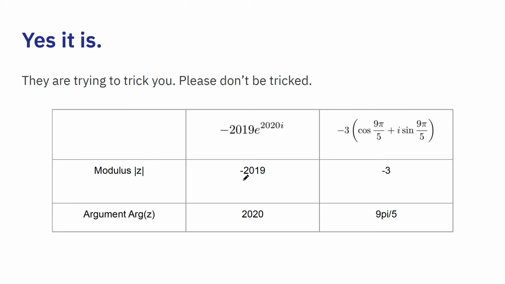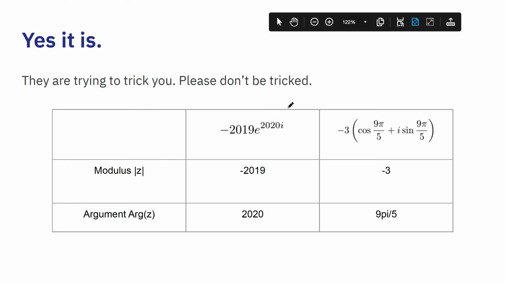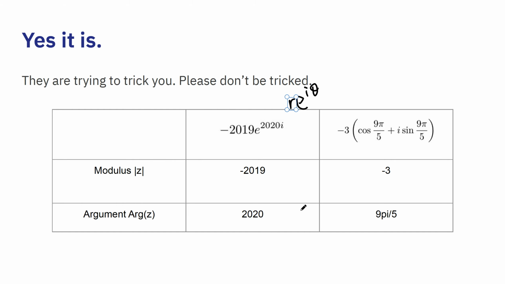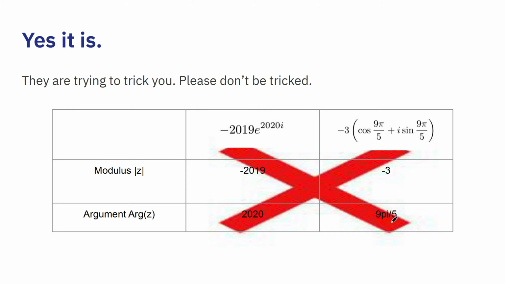So you might think of the modulus as minus 2019 and the argument as 2020, because if we recall, the exponential form is r e to the power of i theta. So you might think the argument is 2020, or here our modulus is minus 3 and argument is 9 pi over 5. But this is completely wrong.